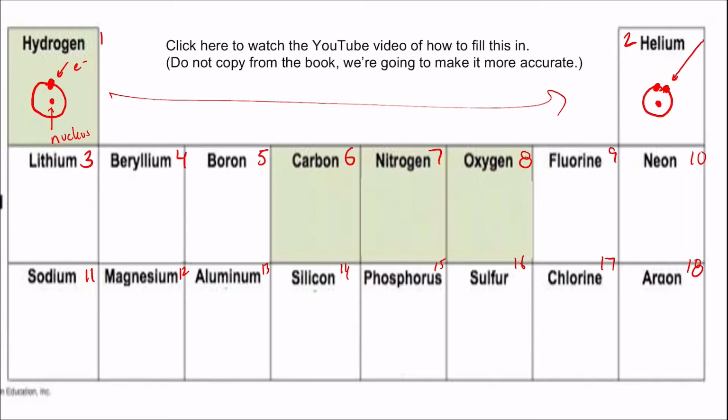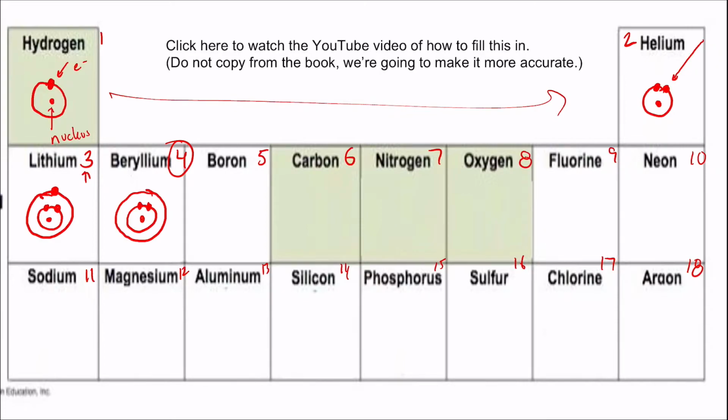Now we move from helium to lithium. So our nucleus is a dot. Our first energy level can have 2 electrons. And if you notice, lithium has 3 electrons. So the last electron is going to be in its second energy level. So it'll look something like this. Beryllium has 4 electrons. The first 2 are going to be in the first energy level, and then the second 2 are going to be in the second energy level.